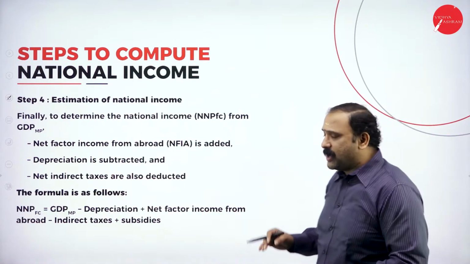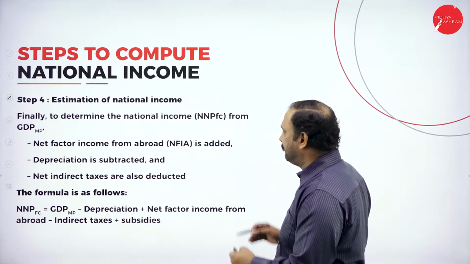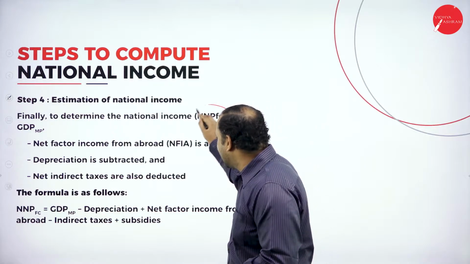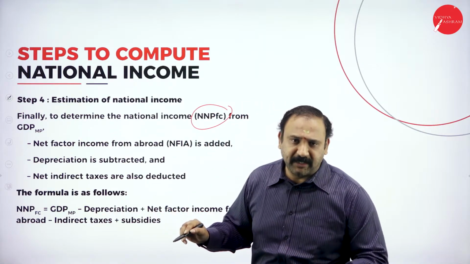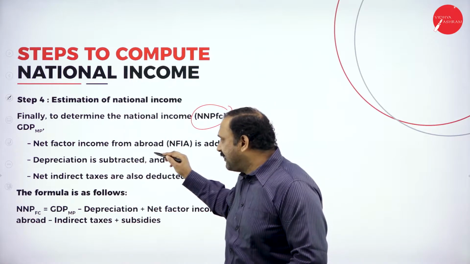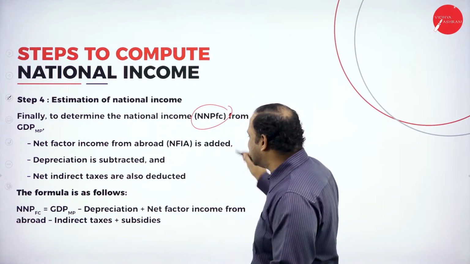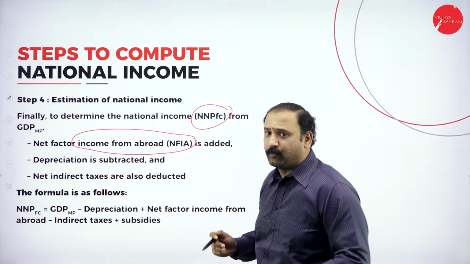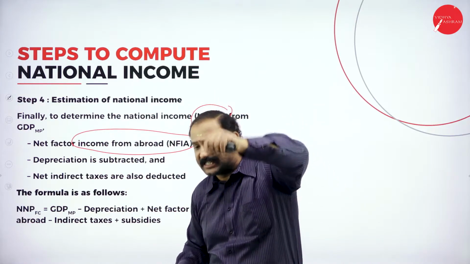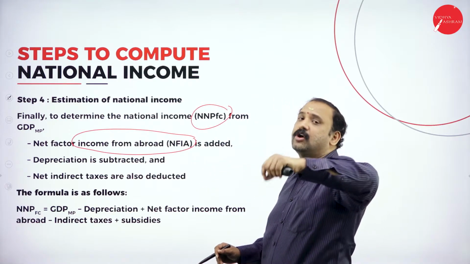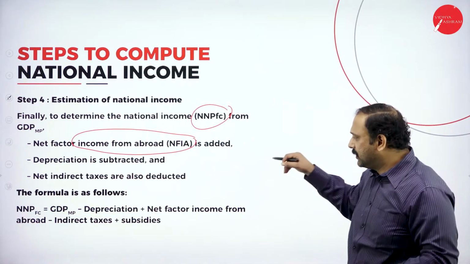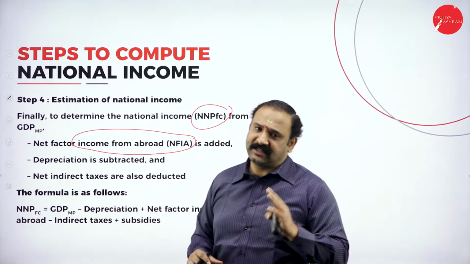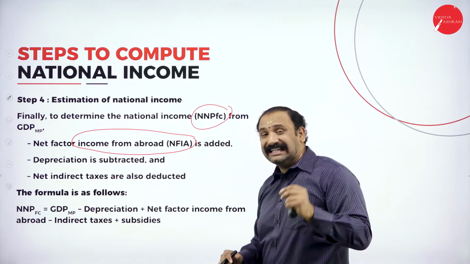Now, the next one is step 4 of estimation, finally, determining the national income from the net national product at factor cost to the GDP at the market price. Net factor income from abroad, NFIA, is added. Why? Because the money that is being sent in by the residents of India from abroad to the Indian country is definitely going to be added. That's a very, very important function.